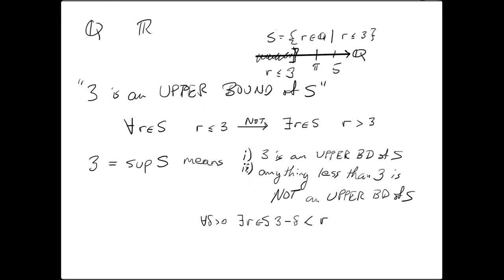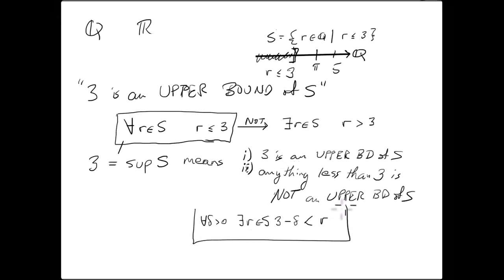Two definitions. So it's a two-parter. This is what, somehow this makes people's brains explode, and I don't know why. But here it is. First part, 3 is a supremum means this statement. It means, first of all, every element of S is less than or equal to 3. Second of all, it means this mouthful. That anything less than 3 is not an upper bound.